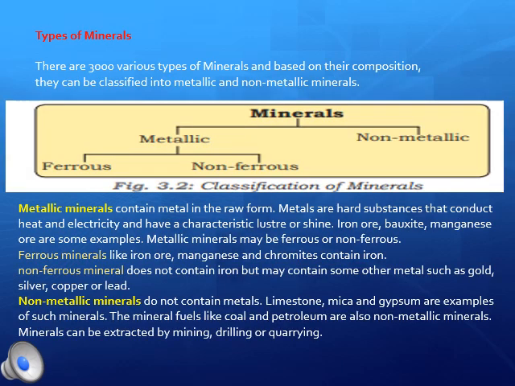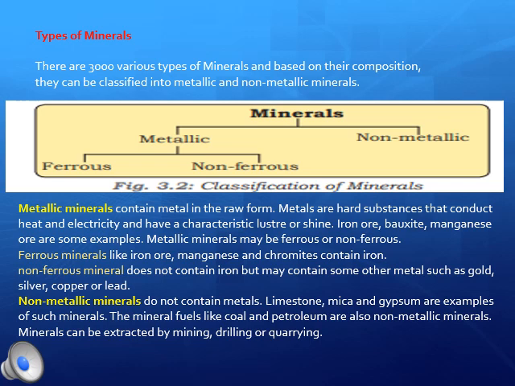Now we have seen the introduction of the minerals. Now let's see how the minerals have been classified. These minerals are classified into two, that is the metallic minerals and non-metallic minerals. Then the metallic minerals are again classified into two, that is ferrous and non-ferrous. And non-metallic minerals are also classified into different types.